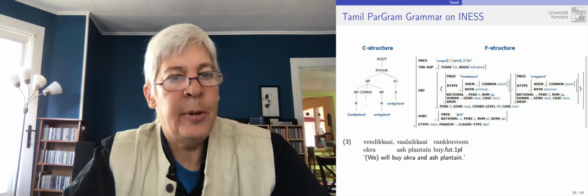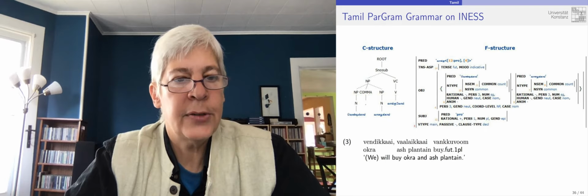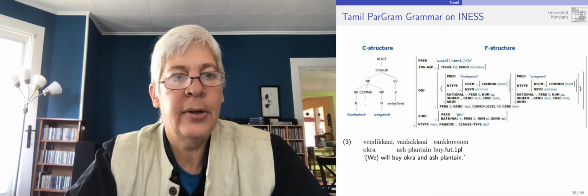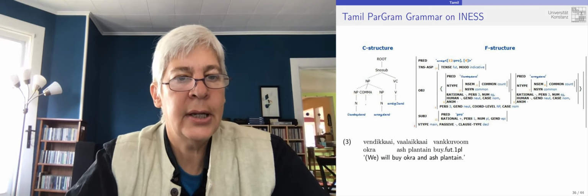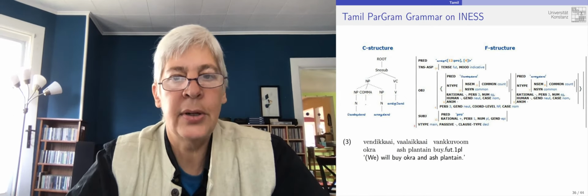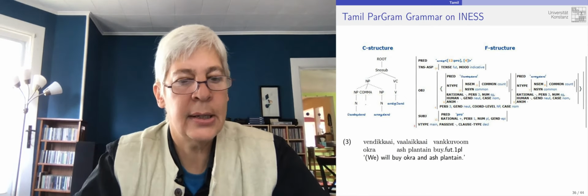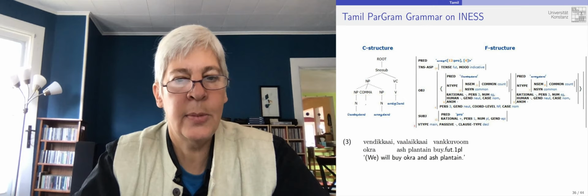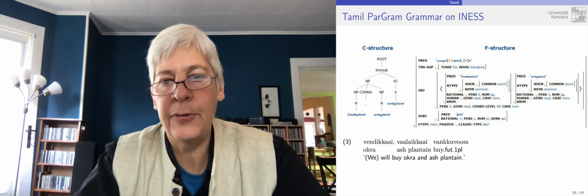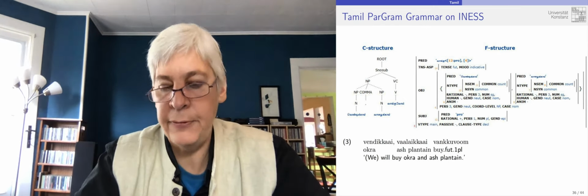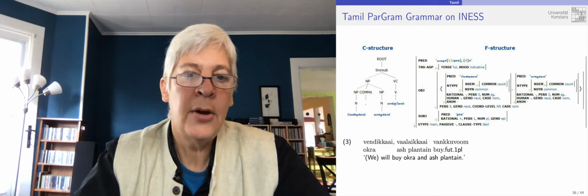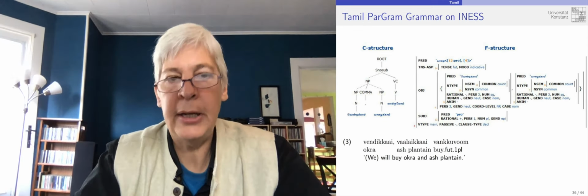Okay, here's a sample parse from the Tamil grammar just for fun. So you can see a little bit of the orthography and what that looks like. You have your constituent structure and your F structure. It's a coordinated sentence: we will buy okra and ash plantain. And you can see all the different features that are actually available in there. A very, very detailed analysis from which you can then derive many other applications.